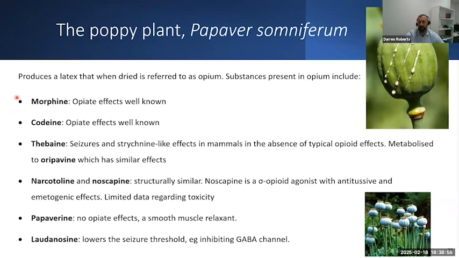A bunch of these are well known to us, such as morphine and codeine. Some of you may remember using papaverine in the hospitals in the old days as a smooth muscle relaxant. I don't think it's used as much anymore. There's some other substances as well, and one of them is called thebaine. And thebaine is a little bit like strychnine. It causes seizures in animals and also humans, it works out.